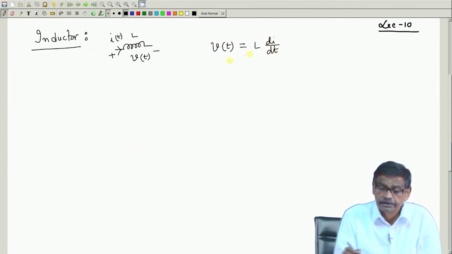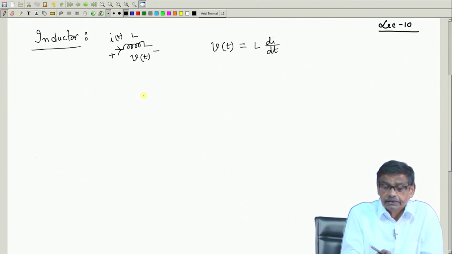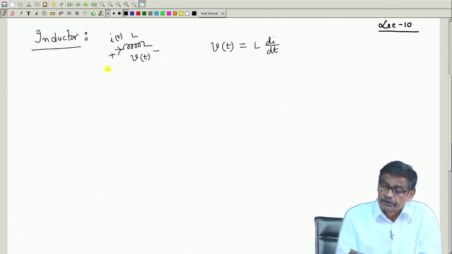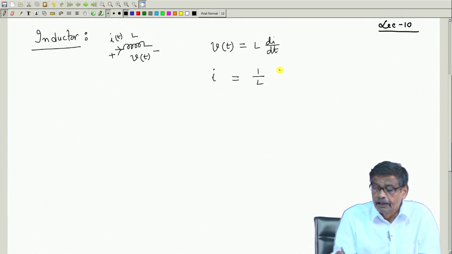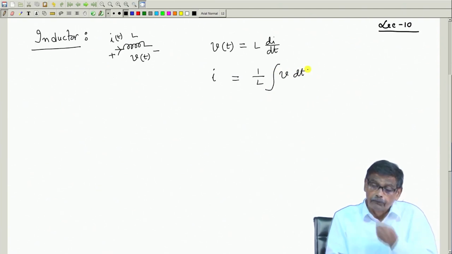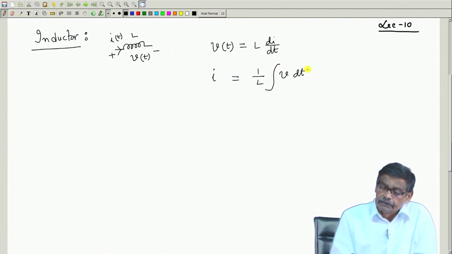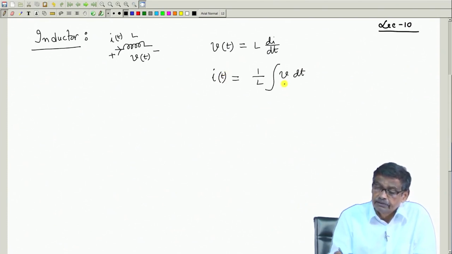You should be consistent in noting the polarities of the voltage as well as the direction of the current. Now, from this we showed that the current I will be nothing but 1 over L times the integral of V dt. Now, what should be the limits of the integration? The current at the present time t depends upon all the voltages, that is, from t equal to minus infinity to t.